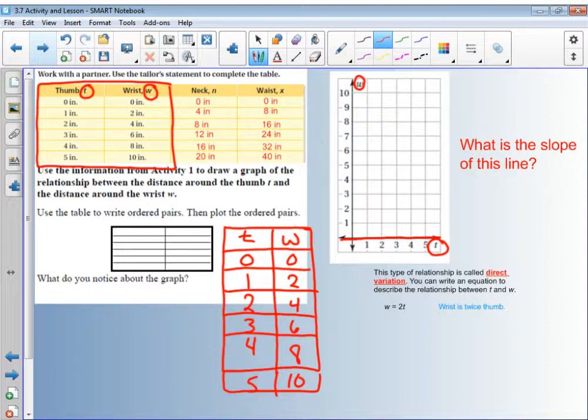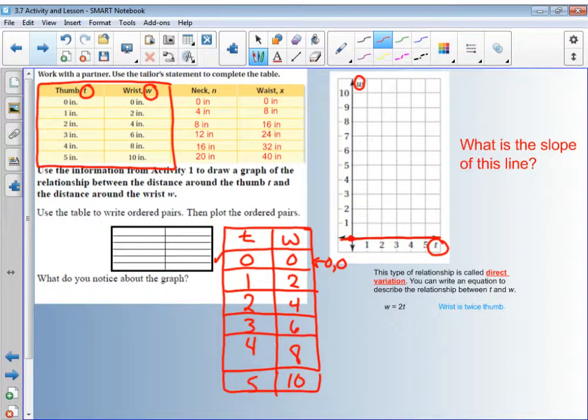Okay, so we went ahead and wrote our table to write our ordered pairs. Looking at the first one, it is 0, 0. So when we plot that, remember it's always over, then up or down. We go over to 0, so we don't move from here, up to 0, we stay right there. So there's our first plot.